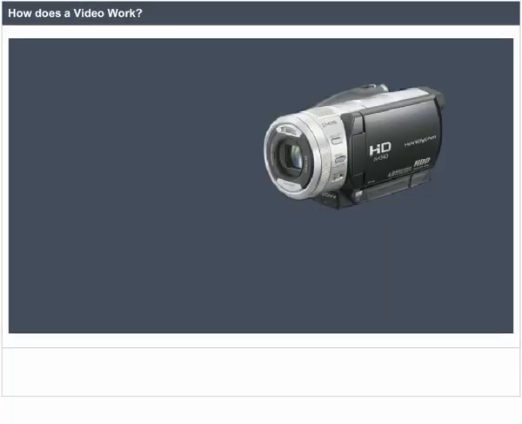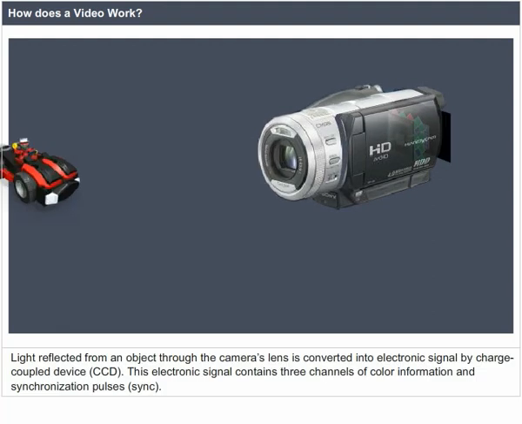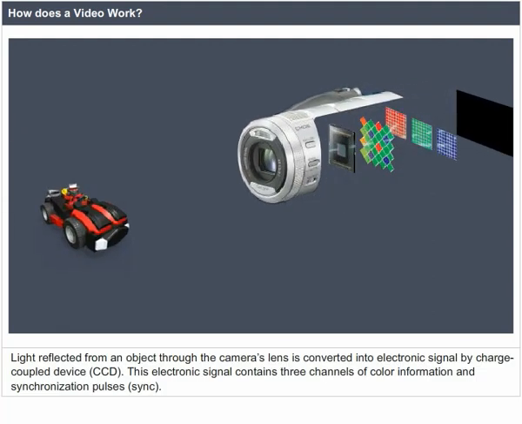How does a video work? Light reflected from an object through the camera's lens is converted into an electronic signal by a charge-coupled device, CCD. This electronic signal contains 3 channels of color information and synchronization pulses, sync.